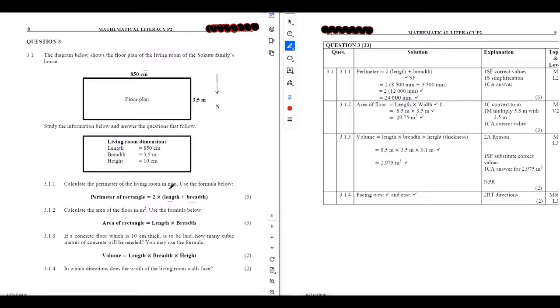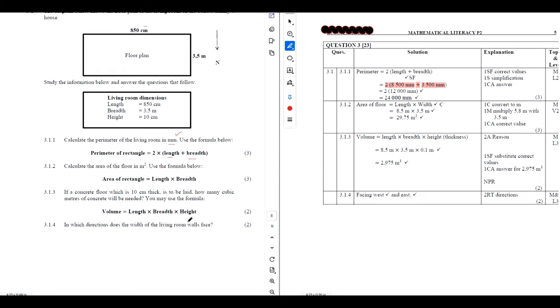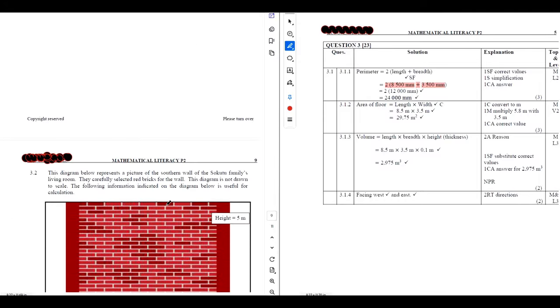But in this case, we were told to use millimeters. So it means that we first need to convert our length and our breadth into millimeters. So that's what they did here. They first converted into millimeters. So this basically means that the unit of measurement needs to be the same. Okay, and then we just use our formulas to get our answers.